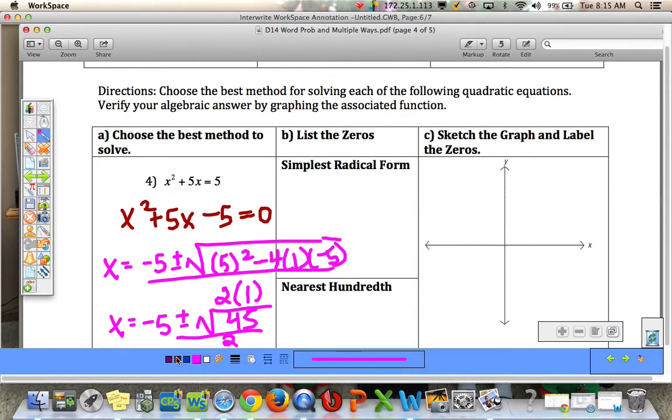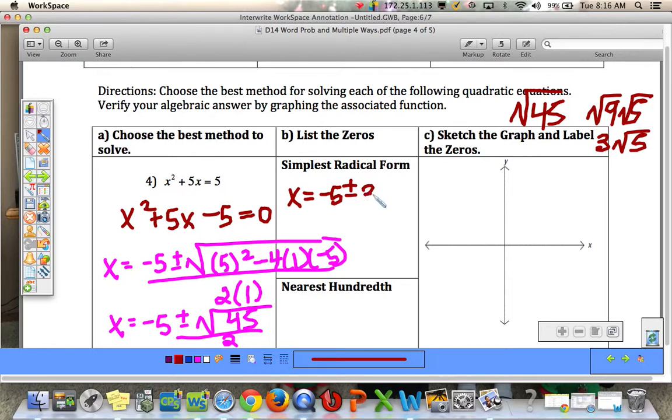The simplest radical form, you would want to change square root of 45, pull out the biggest square number, which I think is 9. It's square root of 9, square root of 5. That's 3 square root of 5. So in simplest radical form, this is x equals negative 5 plus or minus 3 square root of 5 over 2. And then we would solve our two answers, and we would graph that.